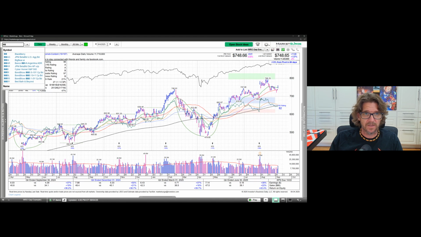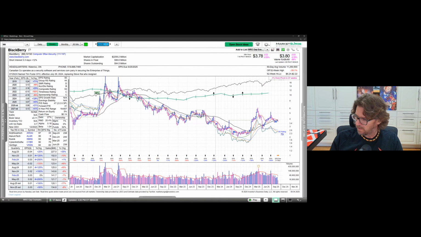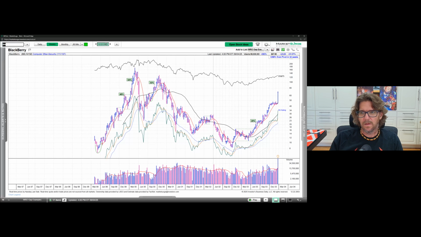Oh, this is the monster of all monsters. BlackBerry. And for any of you who are younger, you may not remember RIM or Blackberries. Why isn't this working? Hold on. Okay. So here was BlackBerry, back in 99. It was RIM at the time. Monster move, fell apart completely.